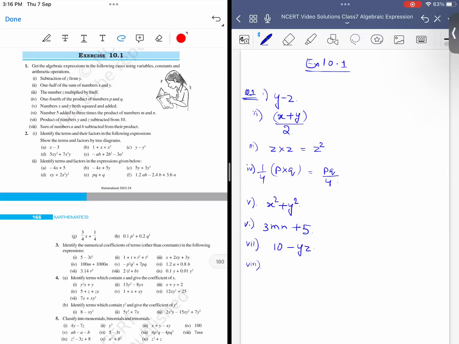8th one. Sum of numbers a and b subtracted from their product. So what is the product of a and b? ab. And what is subtracted from this? a plus b, their sum. Okay. Next, question number 2.